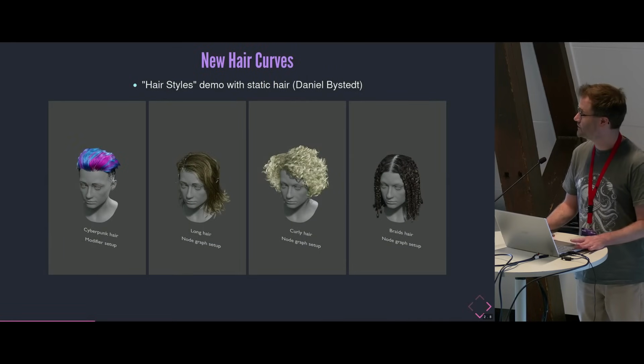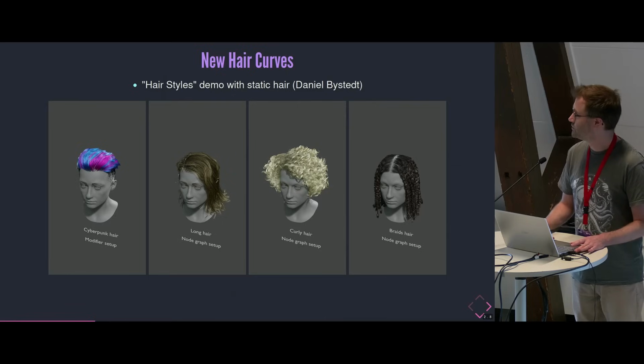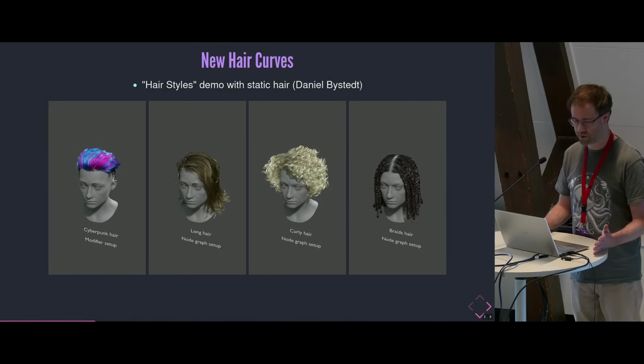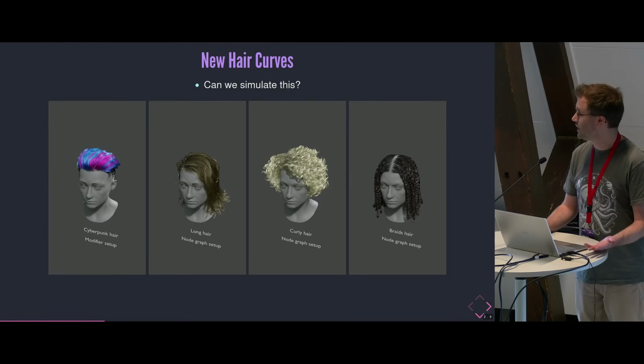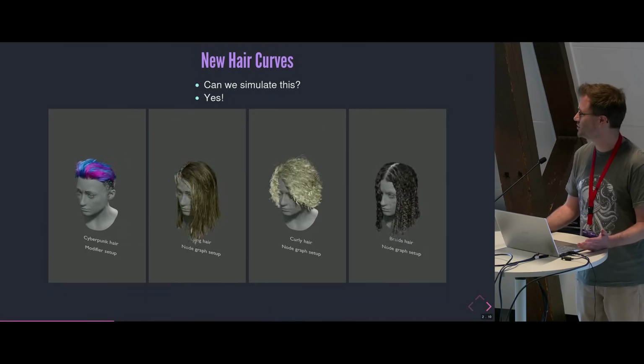In the new hair curves, this is one of the examples that we currently have as a Blender demo. The hairstyles by Daniel Bystedt, from, I think, about 2 years ago now. These all are modeled as static hairstyles. And one of the things I wanted to test is, okay, can I add a simulation to this? Can I just take these things, add my own simulation, and just make it work? The answer is yes, I can, with some caveats here. So there should be an asterisk here.